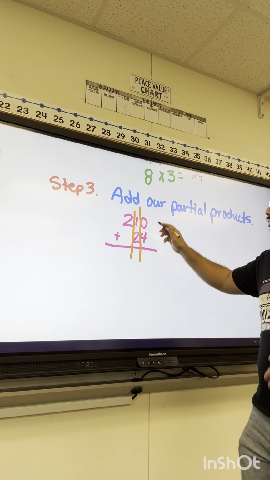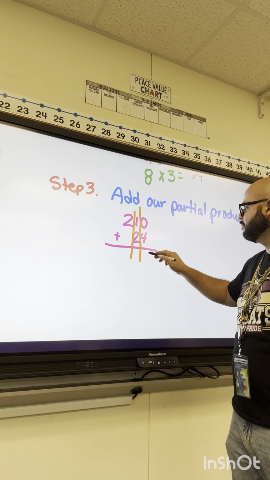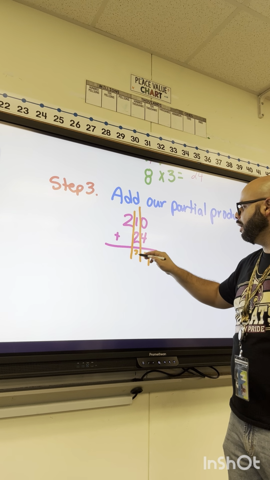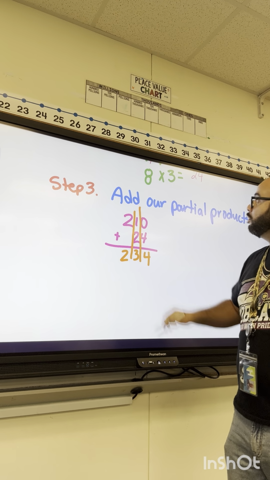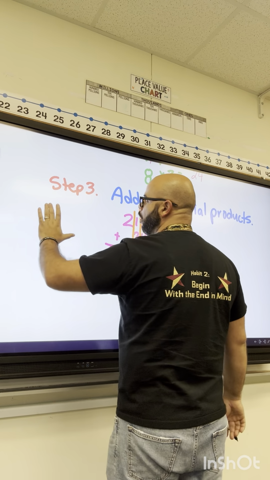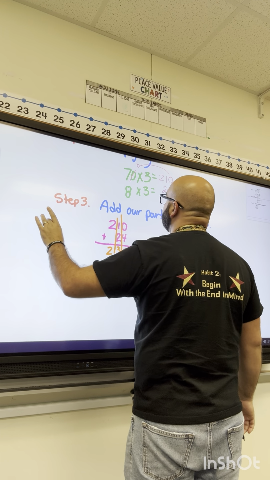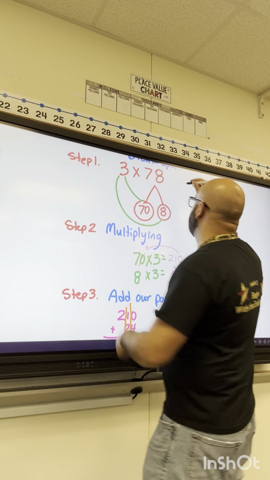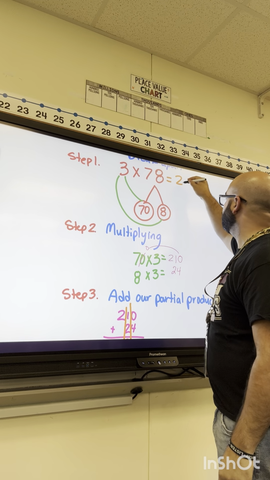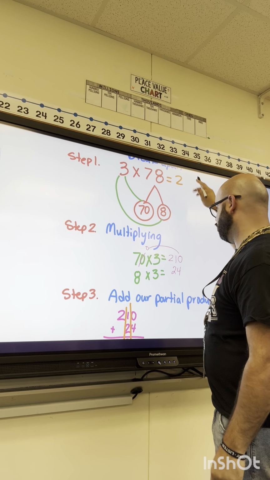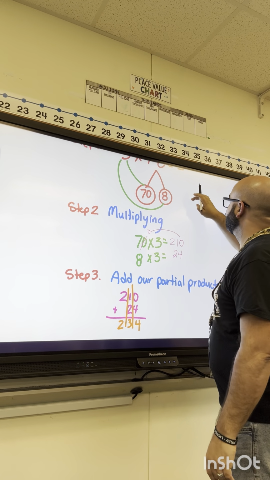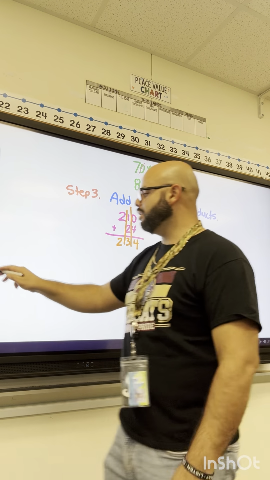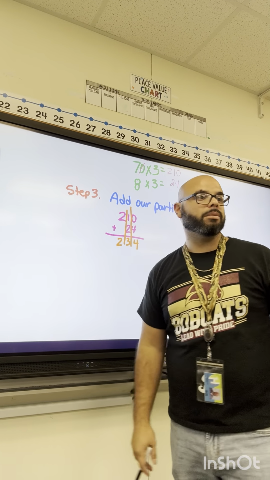So let's solve this here. 0 plus 4 equals 4. 1 plus 2 is 3. And then 2 plus 0 is 2. So we have solved our problem up here. 3 times 78 equals what? 234. This is what happens when you align those numbers correctly.